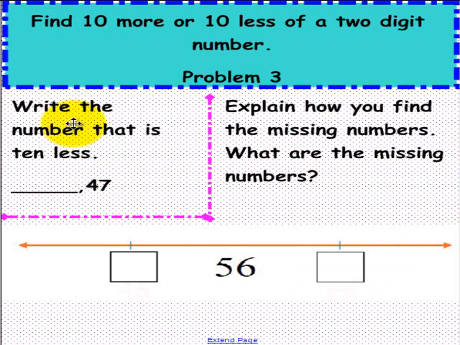Okay, let's look at this one. Here's 47. Now 10 less, here's a 4, so the next number, if it's less, must be a 3. 37. Let's look at this problem. Here is 56. If this is a 5 for 56, what must this number be? 46. 4, 5. Okay, tricky.